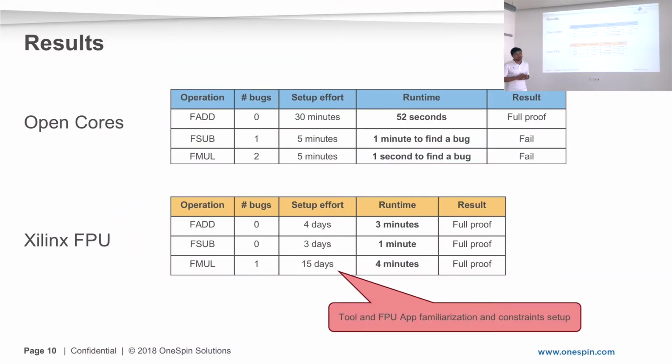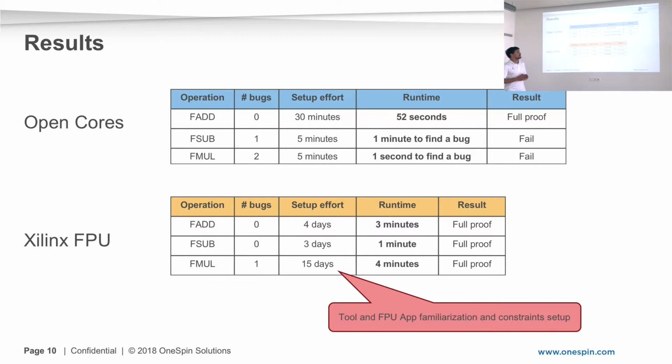Initially we tested this against some open core design. For example, for addition, subtraction, multiplication in the open core design we found one bug for subtraction, 2 bugs for multiplication. We set up effort. This means the user needs to set up the properties in order to run the proof, run the checks on them. And the runtime is, for example, in the range of 1 minute for this operation. So, for example, we got full proof for addition and failing assertions for subtraction and multiplication. These bugs were reported to the open core developer.